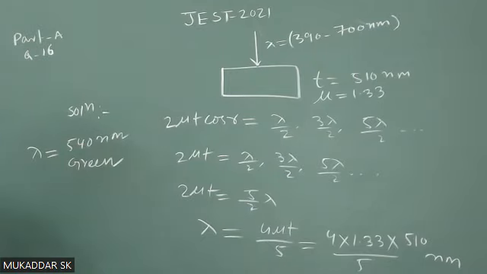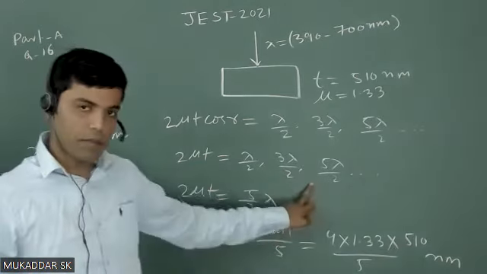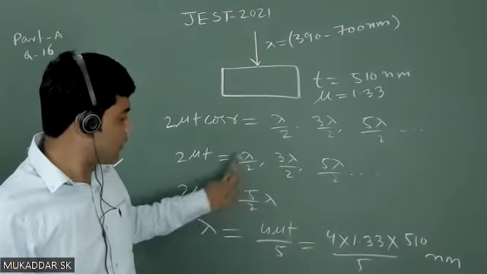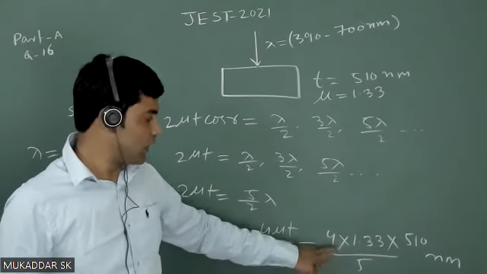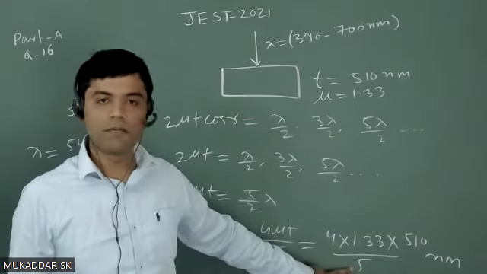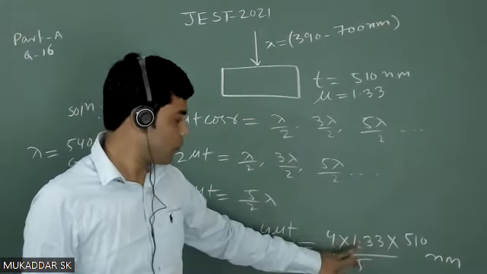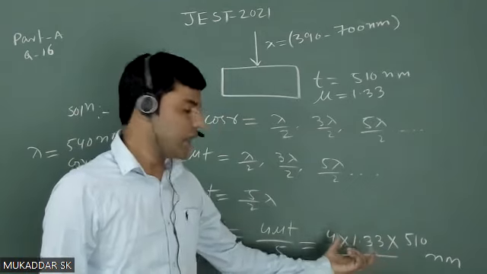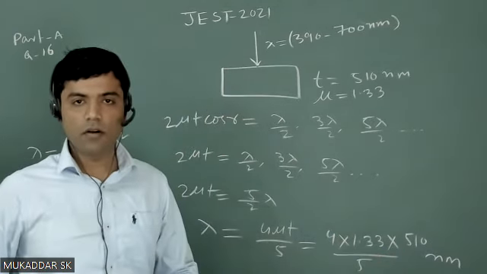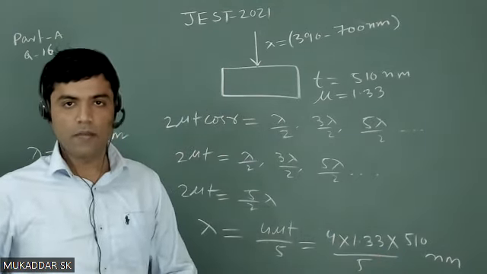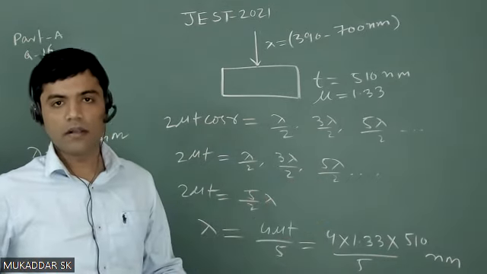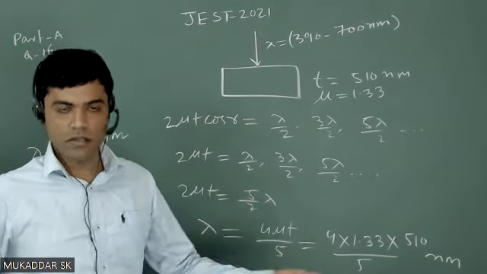So how am I taking 5 by 2 lambda here? If you take lambda by 2 here, then you will not get this reducing factor 5. You will get 4 into 1.33 into 500, and that value will not be in the range of visible light. That will be a higher range, that may be in the infrared or something else.